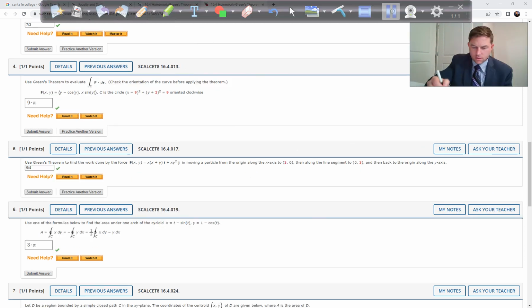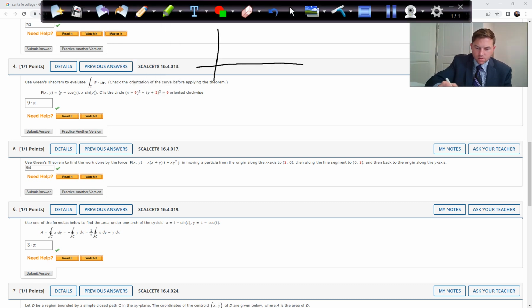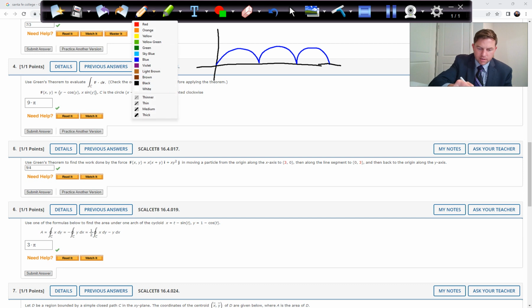Problem 5. Okay, in problem 6, they give us: use one of the areas below to find the area under one arch of the cycloid x equals t minus sine t, y equals 1 minus cosine t. So we have a cycloid, which is kind of this shape, like a bouncing ball, that just keeps going like that. And we're only interested in this first one. We just care about the first arch, it says. So our area is D right there.